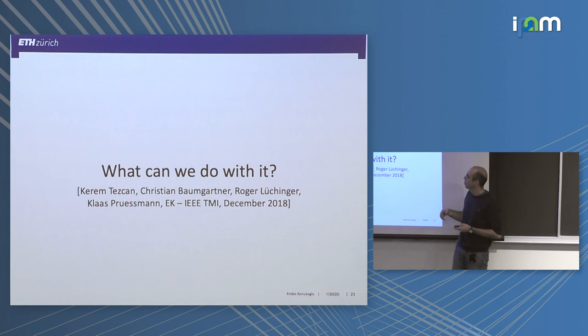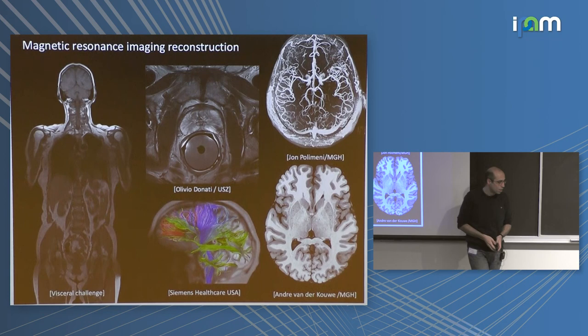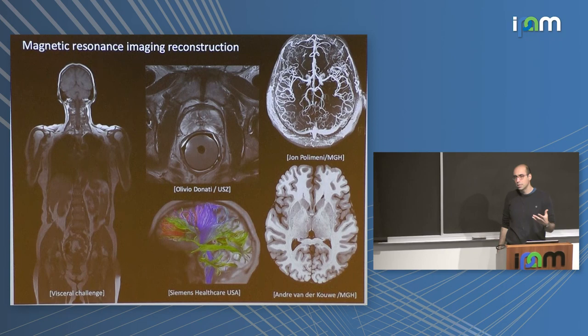So, I don't really have to say this, but MRI is really cool. You can get all these beautiful images. There's particularly one image here from John Polimeni, which is quite impressive, that actually gets the blood vessels. Okay, so we all agree that MRI is nice. We've been working with MRI.